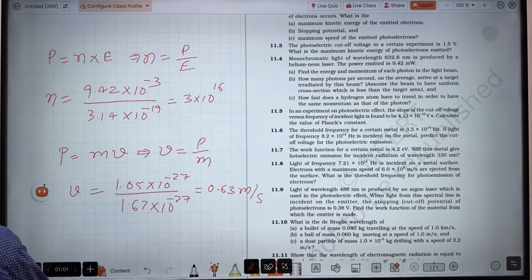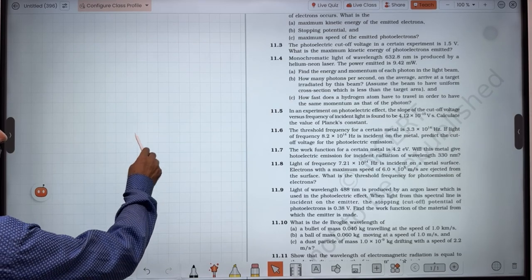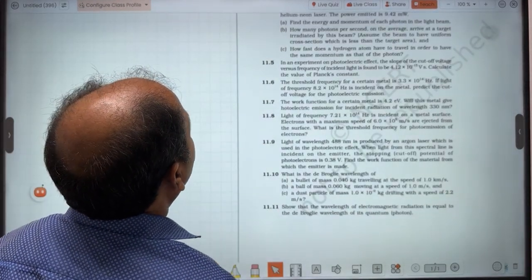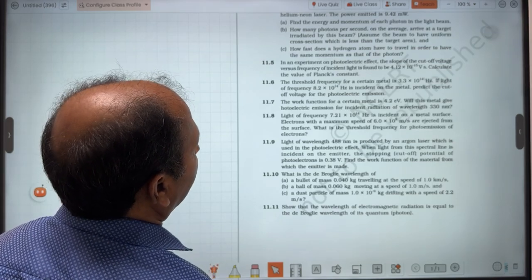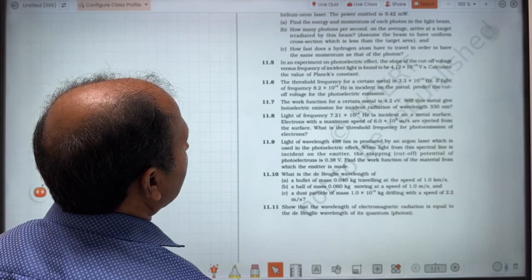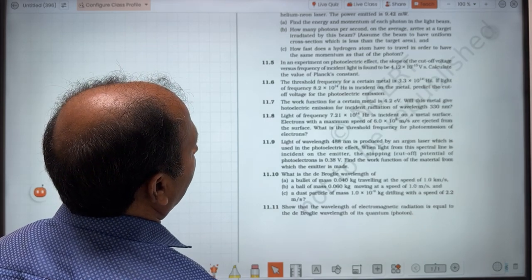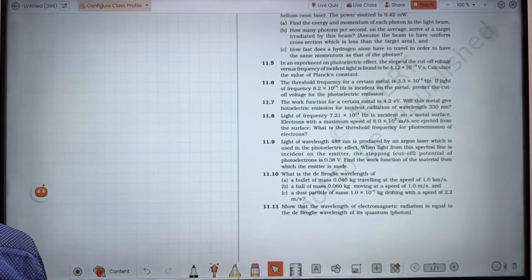Now, we are going to see the next question. The next question says, in an experiment on photoelectric effect, the slope of the cutoff voltage versus frequency of incident light is found to be 4.12 into 10 power minus 15 volt second. Calculate the value of Planck constant.